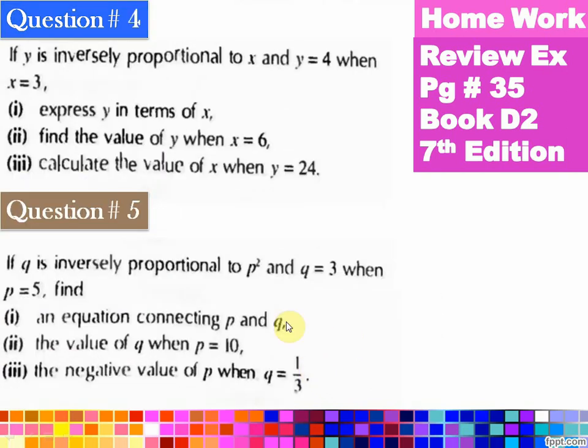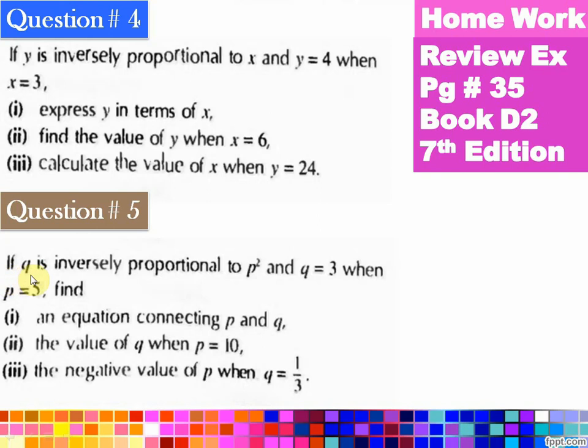Next, moving on, question number 4. The previous questions were directly proportional questions. Now these questions are inversely proportional. If y is inversely proportional to x and y is equal to 4 when x is equal to 3, express the equation, find the value of y when x is equal to 6, calculate the value of x when y is equal to 24. You can also see all these questions in the book, review exercise page number 35.